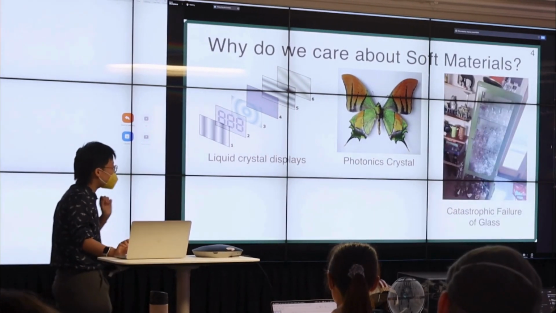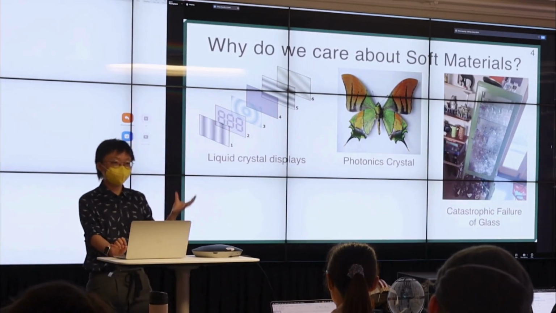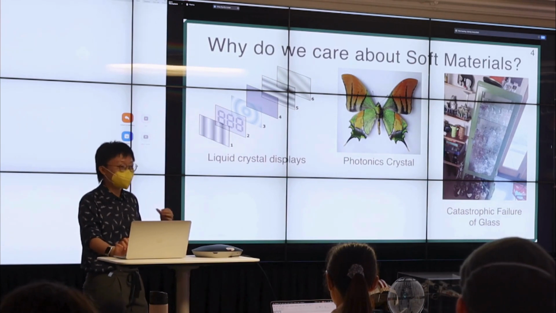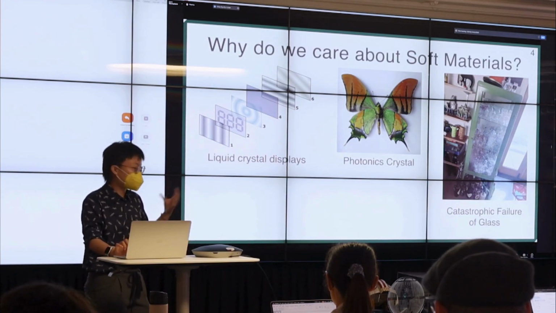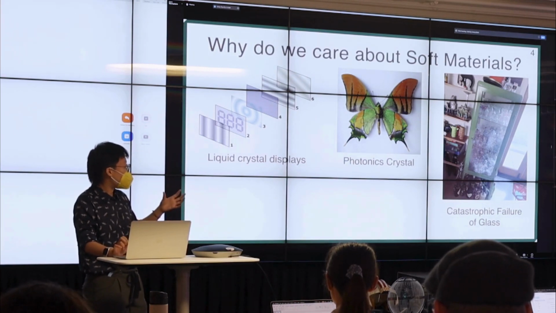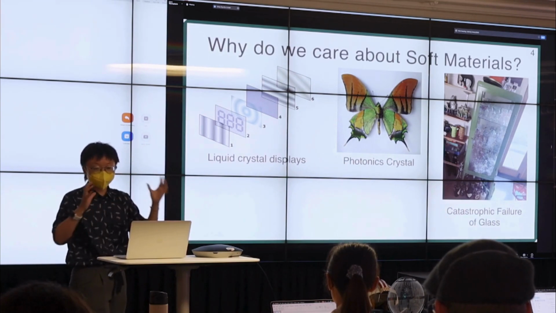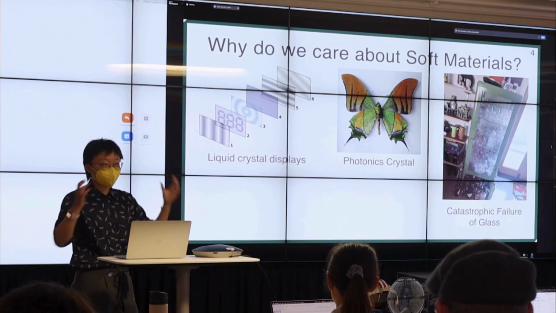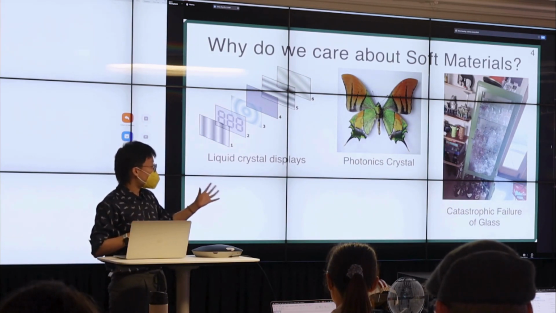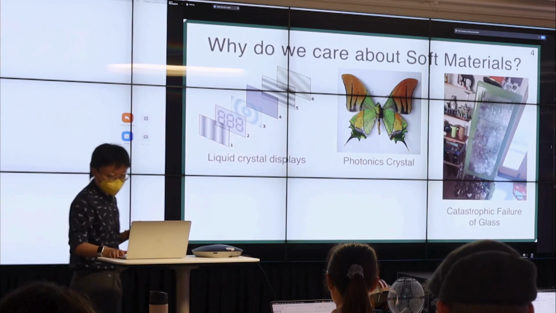And this is also something I really like to talk about. So glass is also a type of soft material, and glass is not really a solid. It's actually just an amorphous liquid. And sometimes glass will just catastrophically fail, and there's a whole collaboration trying to study why glass does that, and can we predict that and prevent that.